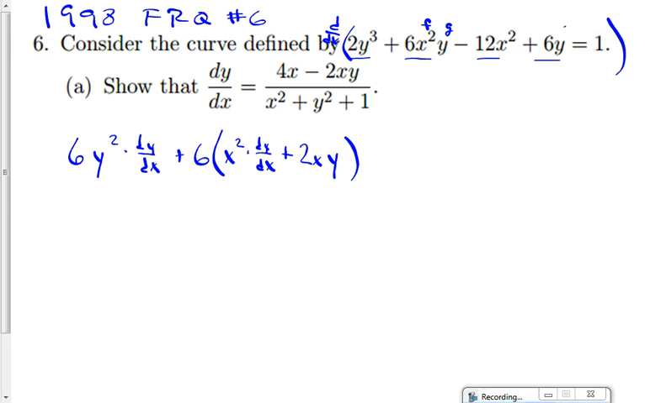Okay. Negative 12x squared should be the easy part. Give it to me. Negative 24x, and the derivative of 6y is 6 dy dx.